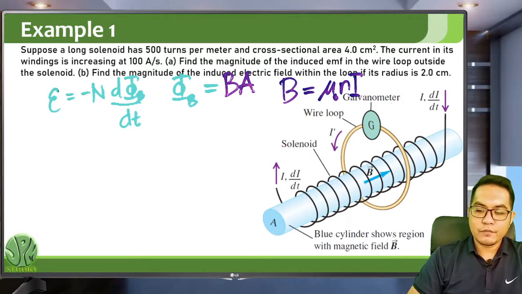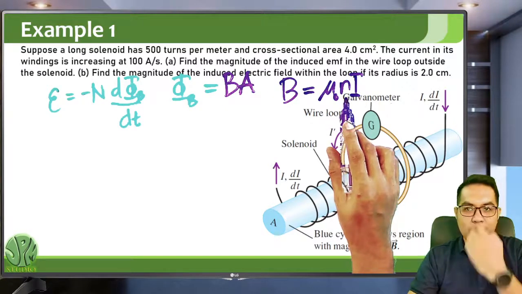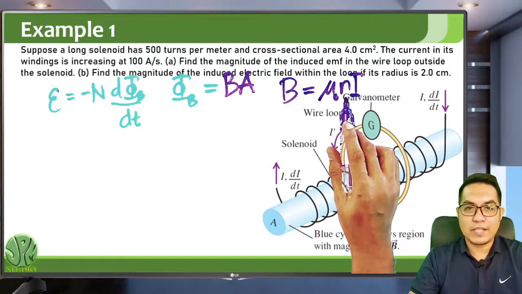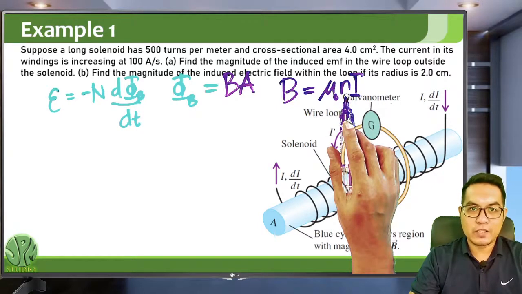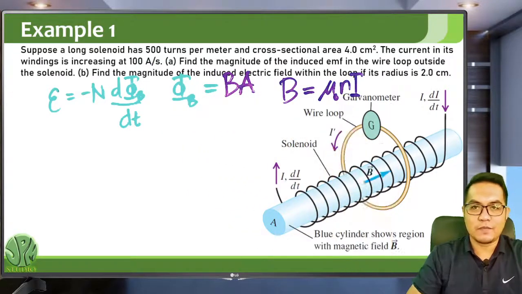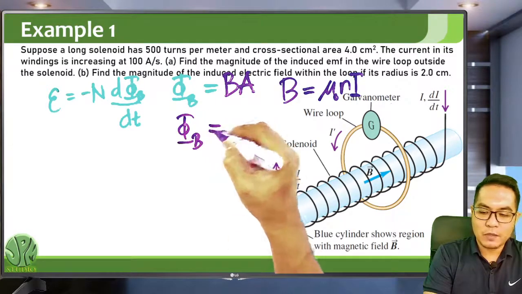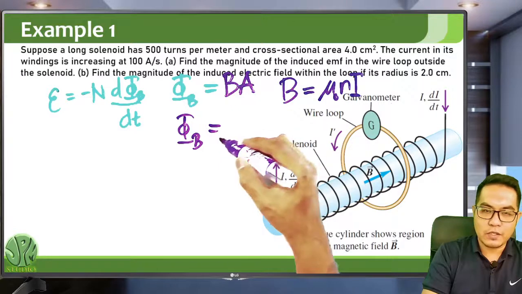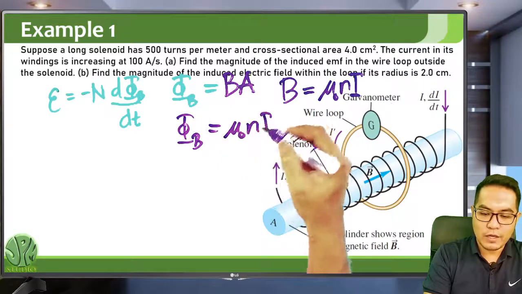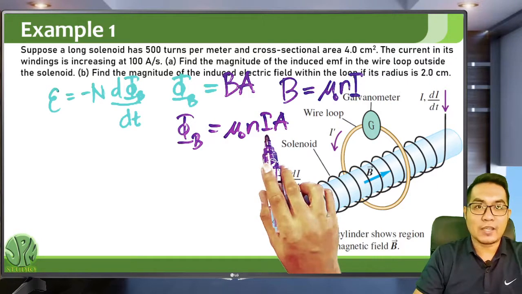So n is actually the number density, number of turns per unit length. So how many turns per unit length? It's actually given, 500 turns per meter. So that's our n, number of turns per unit length. Therefore, our magnetic flux will be equal to, so B is equal to this one, mu naught n I A. And the one changing is actually I, the current.